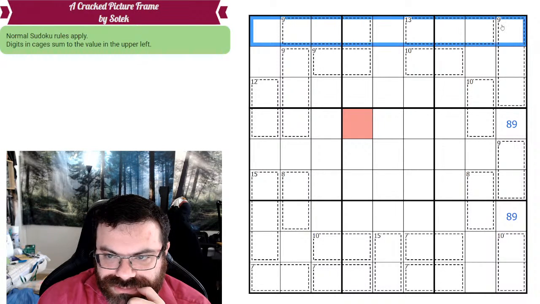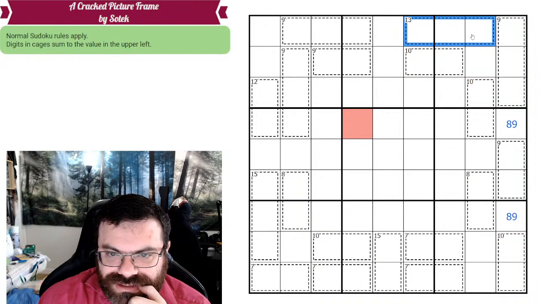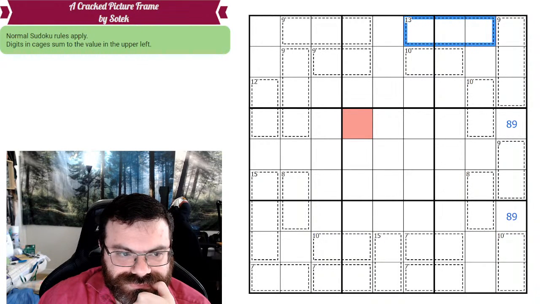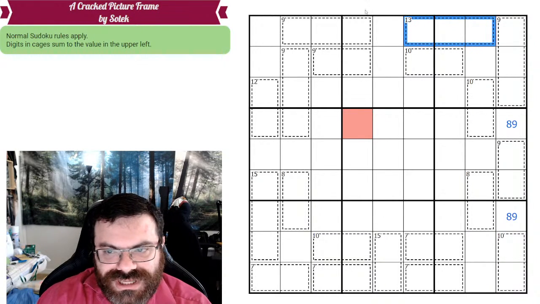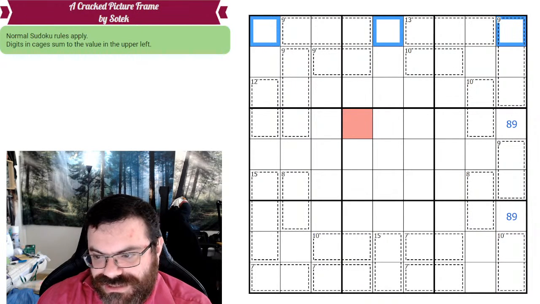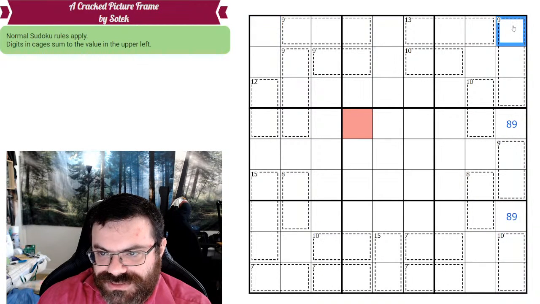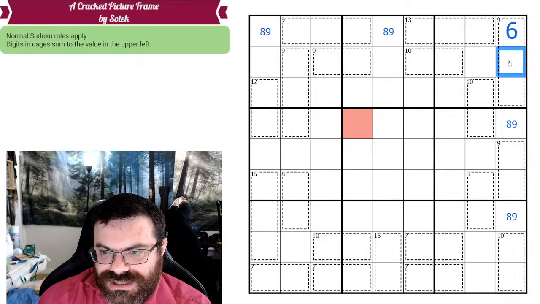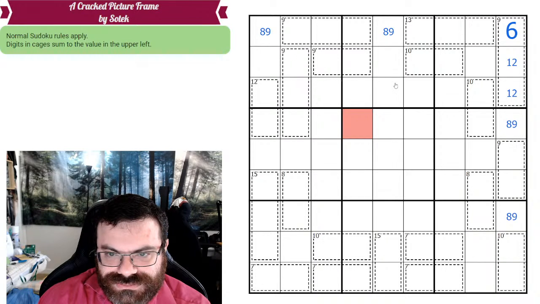Row 1. Okay, so we have a 9 and a 13. So the remaining adds to 23. Yeah, that has to be 6, 8, 9. So we know where the 6 goes. That's 8, 9. That means that's 1, 2. The only way to get to 9 there.